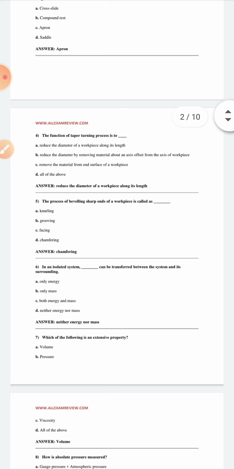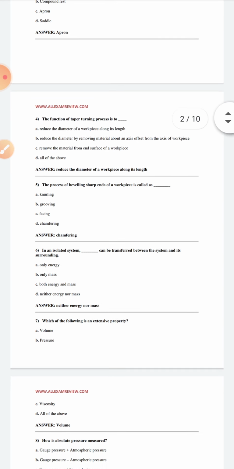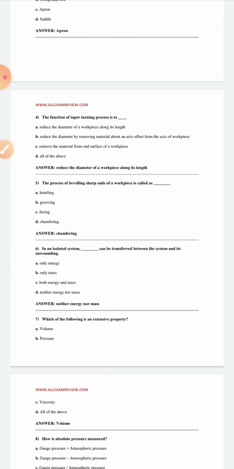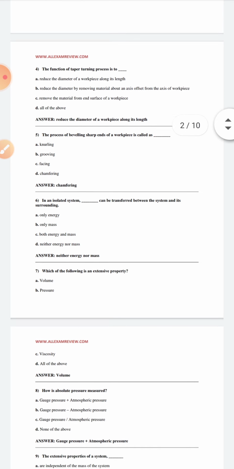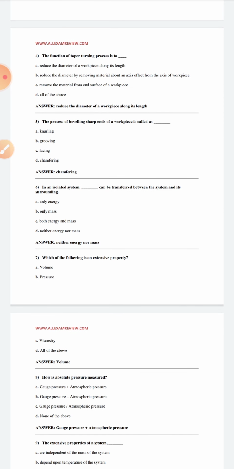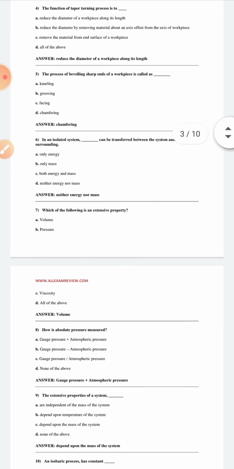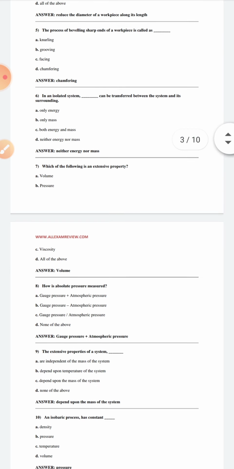The process of beveling sharp ends of a workpiece is called chamfering. In an isolated system, neither energy nor mass can be transferred between the system and the surroundings. Which of the following is an extrinsic property? Volume. How is absolute pressure measured? Gauge pressure plus atmospheric pressure.